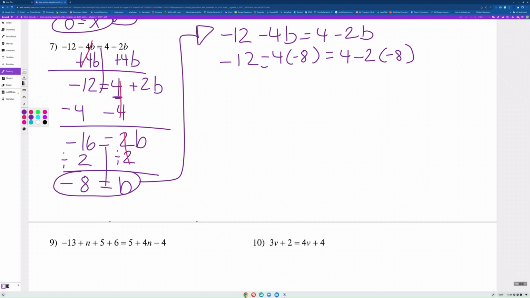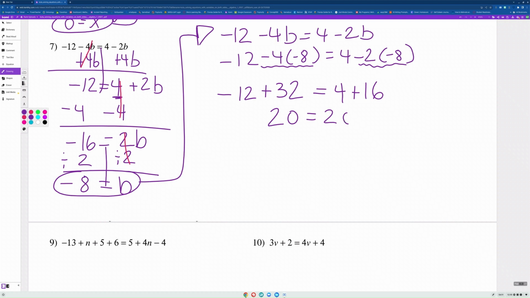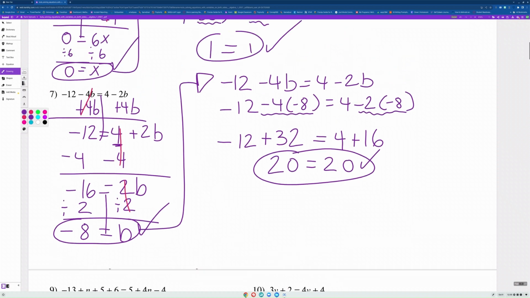Multiplication, I see that I'm going to multiply -4 and -8. When I do that, I'm given a positive 32. And here I see I'm going to multiply -2 and -8, which is going to give me a positive 16. All right, so now -12 plus 32, that is going to give me 20. And then 4 plus 16 is equal to 20. So because they're both equal, that means that b does equal -8.